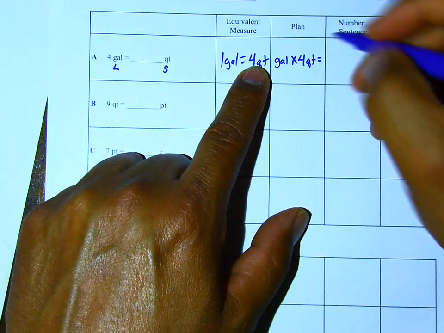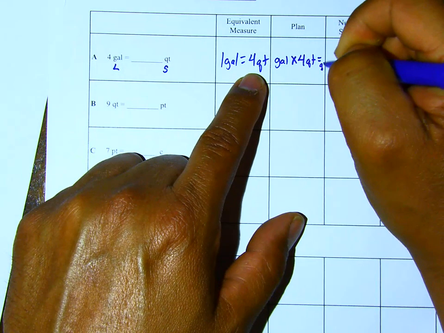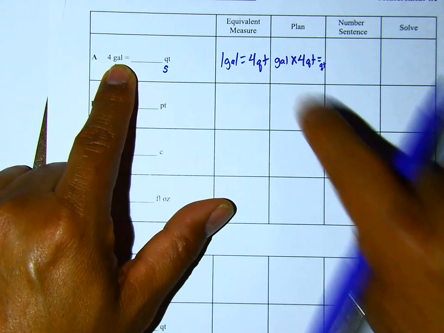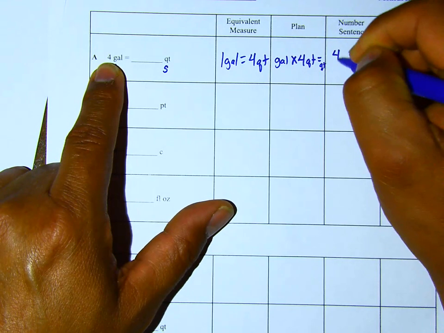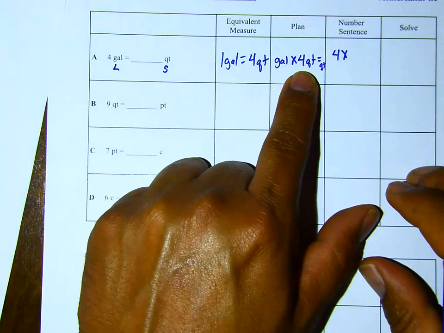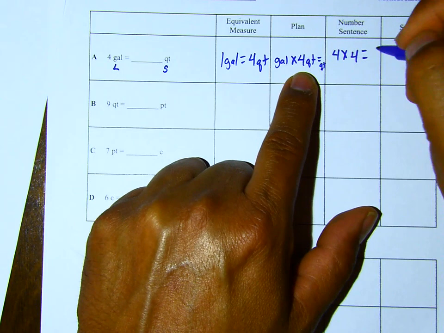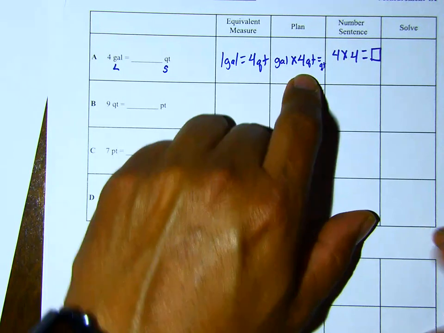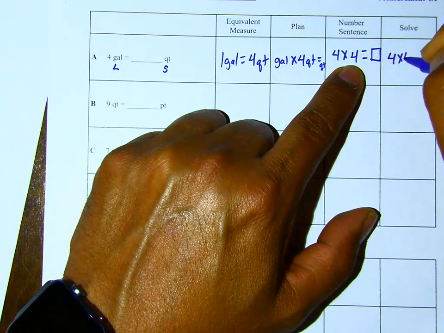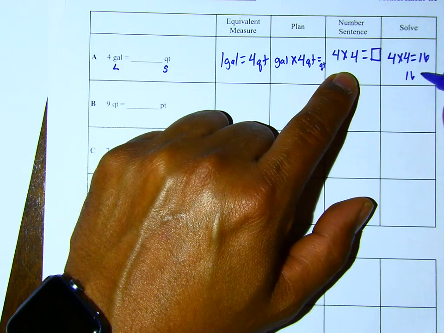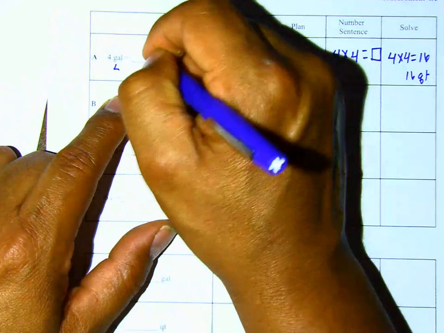And that's going to equal how many quarts we have. So let's put that in a number sentence. We have 4 gallons times 4 quarts. And that's going to give us however many quarts. And we know that 4 times 4 equals 16. So that would be 16 quarts.